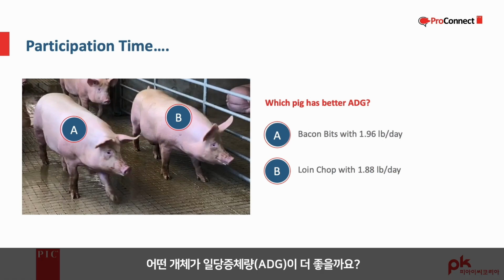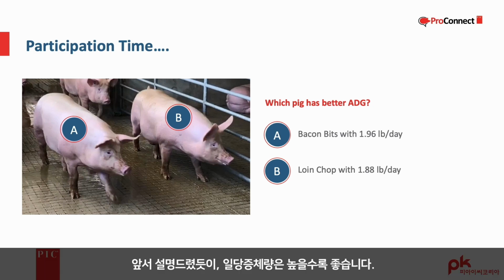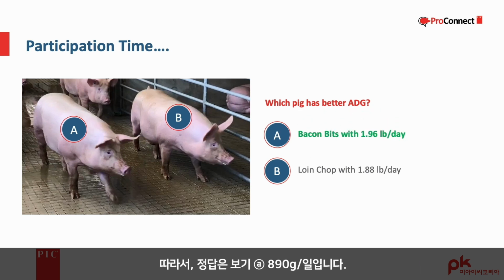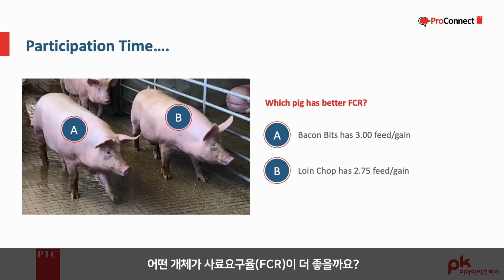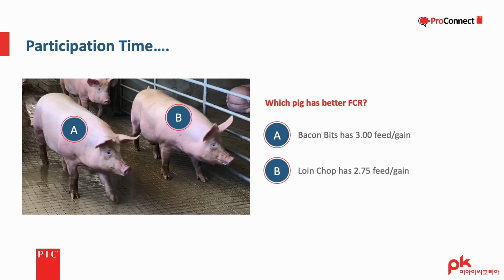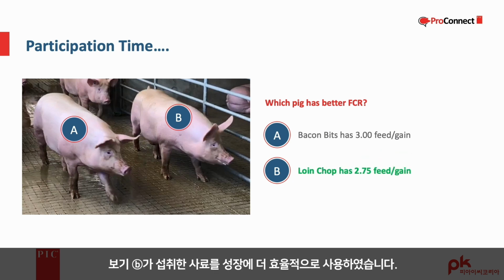Which pig has a better average daily gain? Bacon Bits with 1.96 pounds per day, or Loin Chop with 1.88 pounds per day? Remember that with average daily gain, a higher number is better, so the answer is A, Bacon Bits with 1.96 pounds per day. Which pig has a better feed conversion ratio? Bacon Bits or Loin Chop? Since a lower feed conversion ratio is better, the correct answer is B, Loin Chop, who is more efficient at converting feed to gain than Bacon Bits.